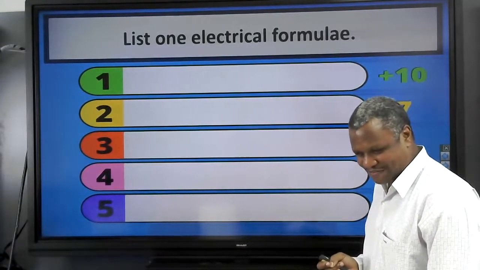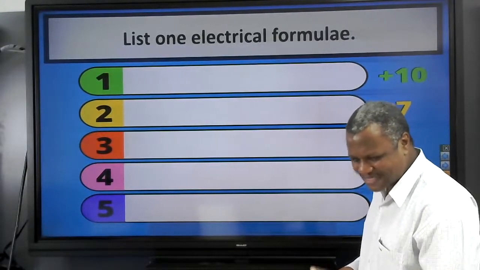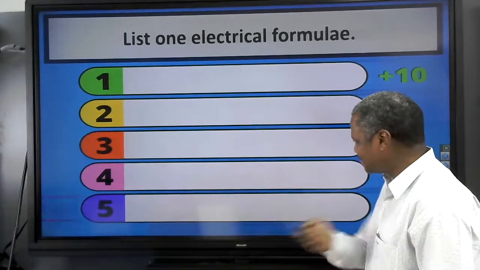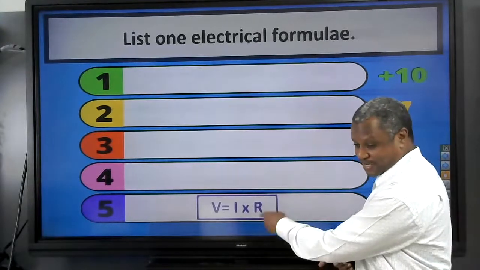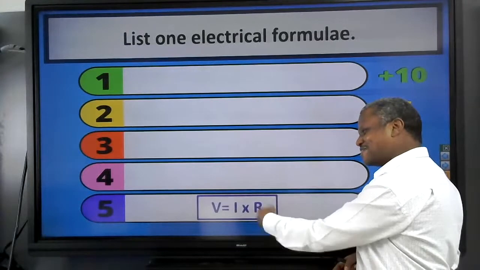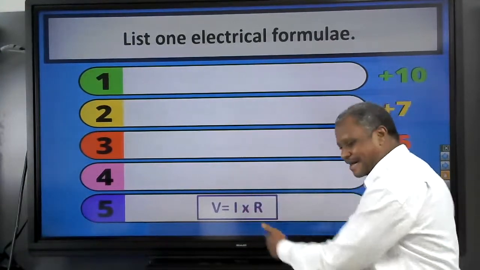R equals IV, some more. I need some more answers. These are quite easy. The easiest one actually is number 5, though. This one. V equals IR. So if you write V equals IR as your answer, remember you cannot write I equals V over R, or R equals V over I.